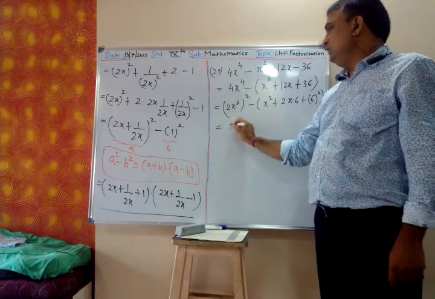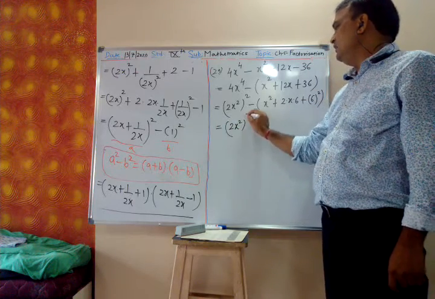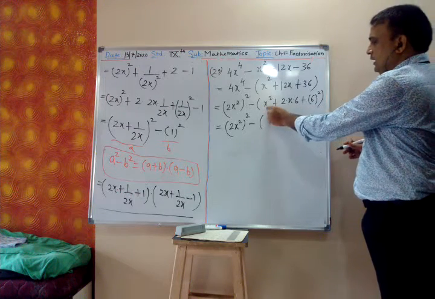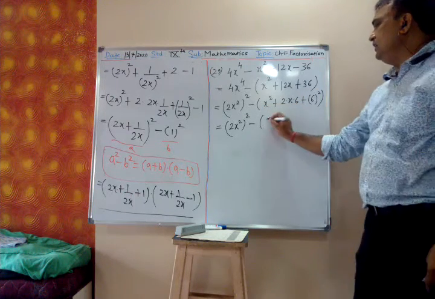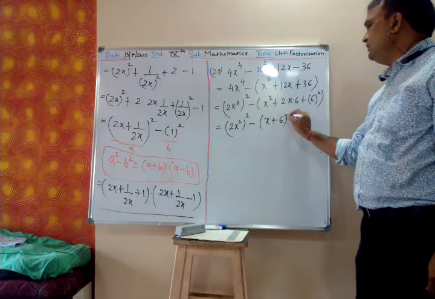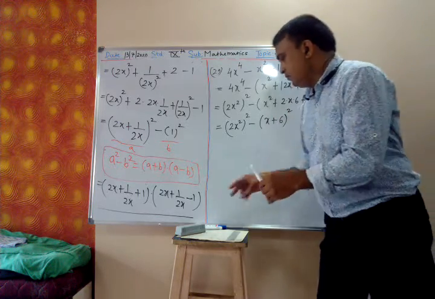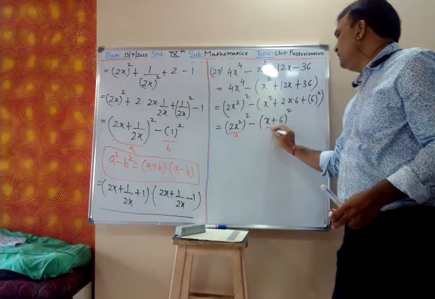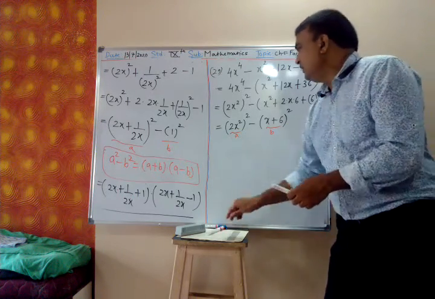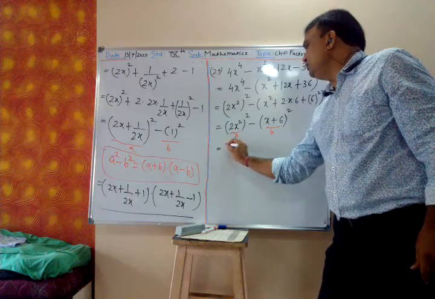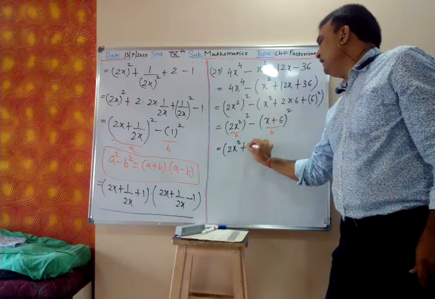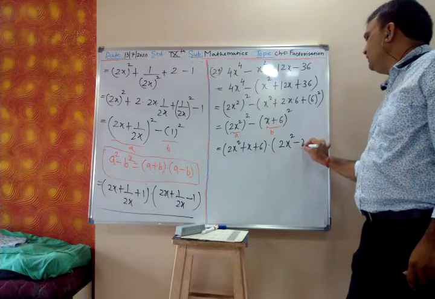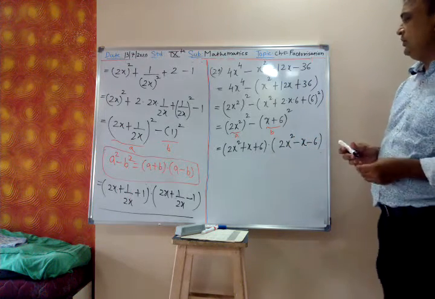So this is nothing but 2x square minus, this is my a square plus 2ab plus b square, which is nothing but a plus b whole square, x plus 6 whole square. Now again, this is of the type where this bracket is a and this is b. A square minus b square is a plus b into a minus b. So this becomes 2x square plus x plus 6 into 2x square minus x minus 6. All of you agree?